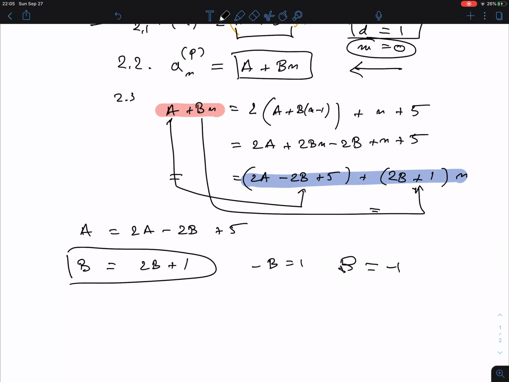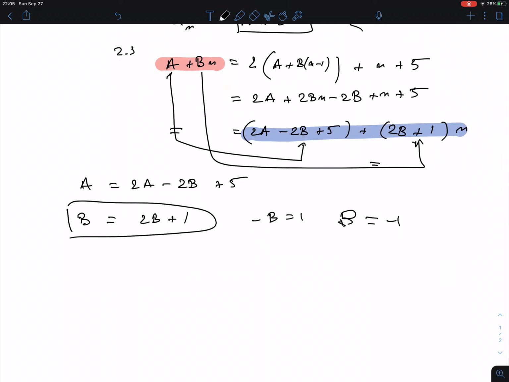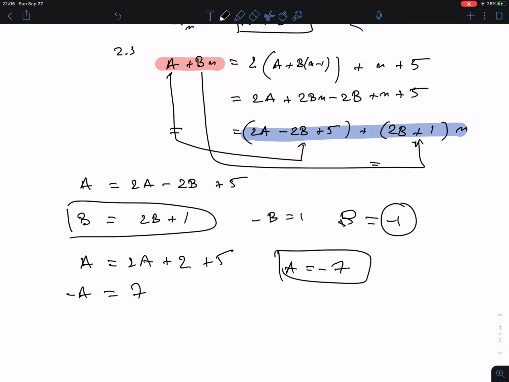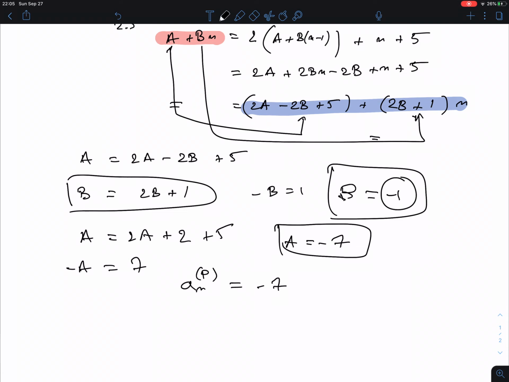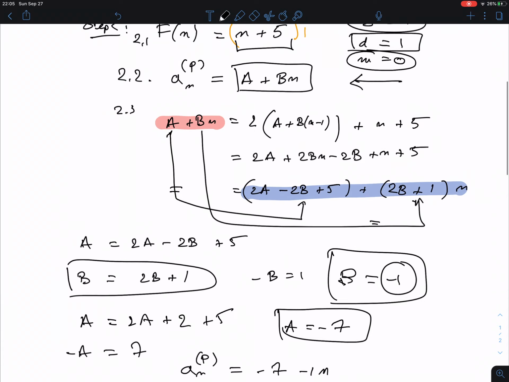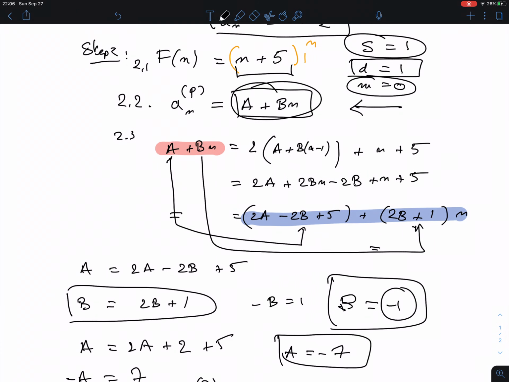B is negative 1, and I can plug this in here. Let's write it. A is 2a, b is negative 1, so minus 2 minus is plus 2 plus 5. So that means that minus a is equal to 7, so a is equal to minus 7. Okay, so we have our particular solution. A solution to this recurrence relation is therefore minus 7 minus 1 n. A and b, right? I'm using this formula.